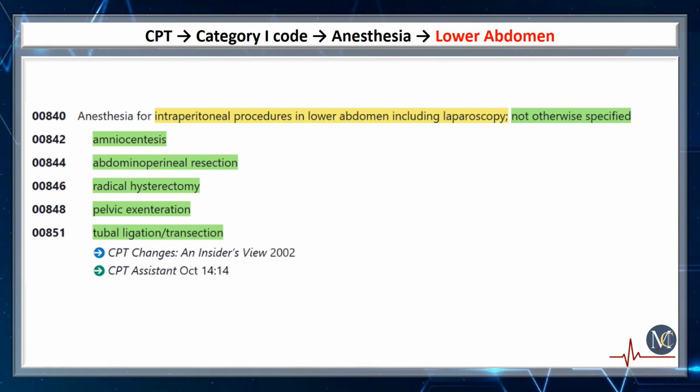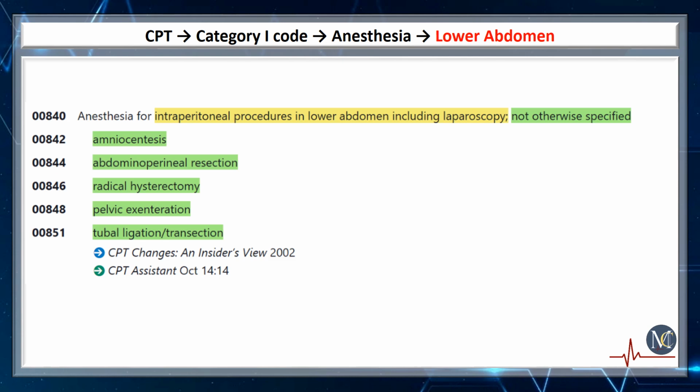Next code is 00844 abdominoperineal resection. It means the anesthesia service is provided for a patient undergoing a procedure in which the surgical provider removes large tumors laying very low down in the rectum along with the anus, the external opening of the intestine.